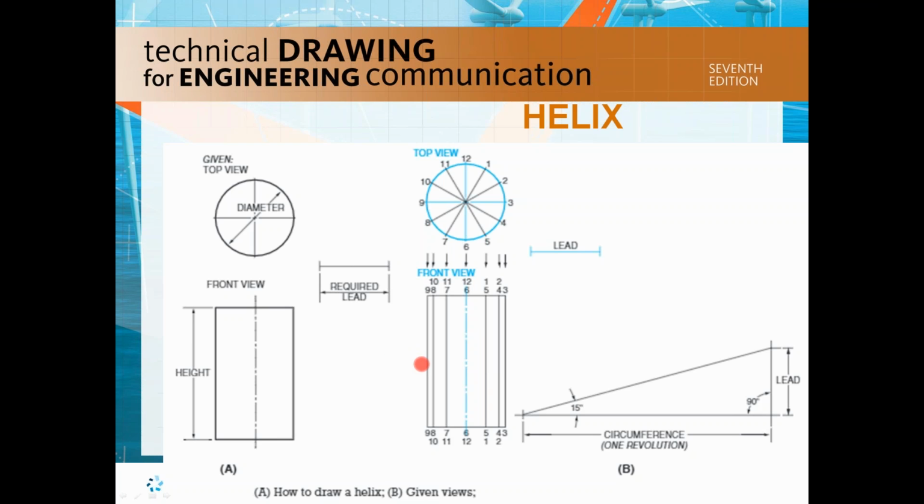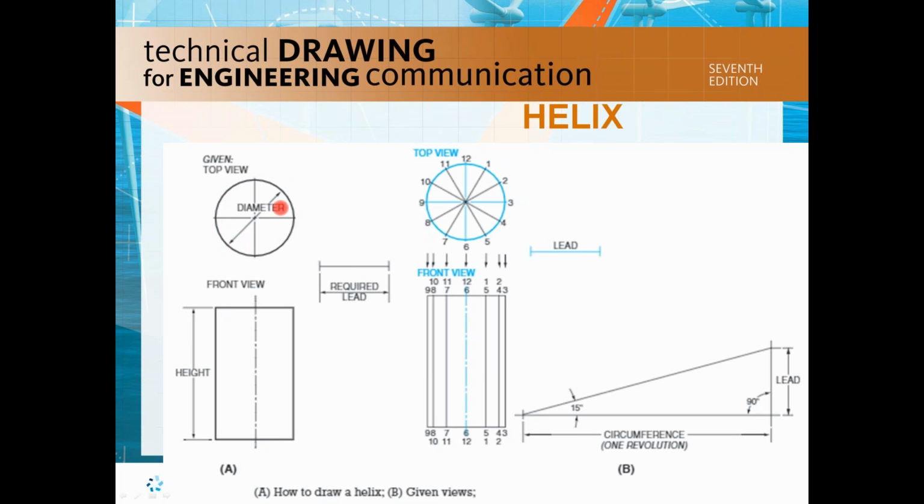But it's good to have practice in case you want to be an architect and you want to create a spiral stairway for a certain structure. Given a top view and a front view, the top view is your circle. This is acting like a cylinder.